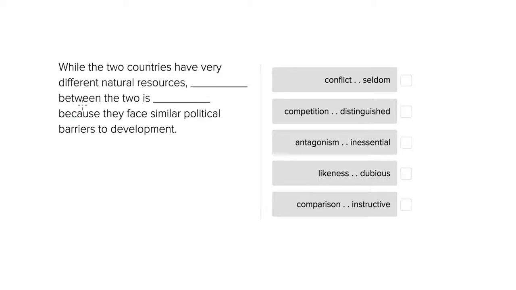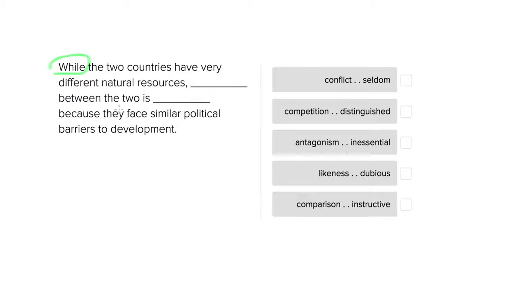While the two countries have very different natural resources, comma, blank between the two is blank because they face similar political barriers to development. Two things we need to watch out for here: the first part of the sentence is "while." So whatever follows the comma should be inherently different from the first clause of the sentence. The first clause is that the two countries have very different natural resources. So whatever follows should have to do with their similarities or something that is downplaying those differences.